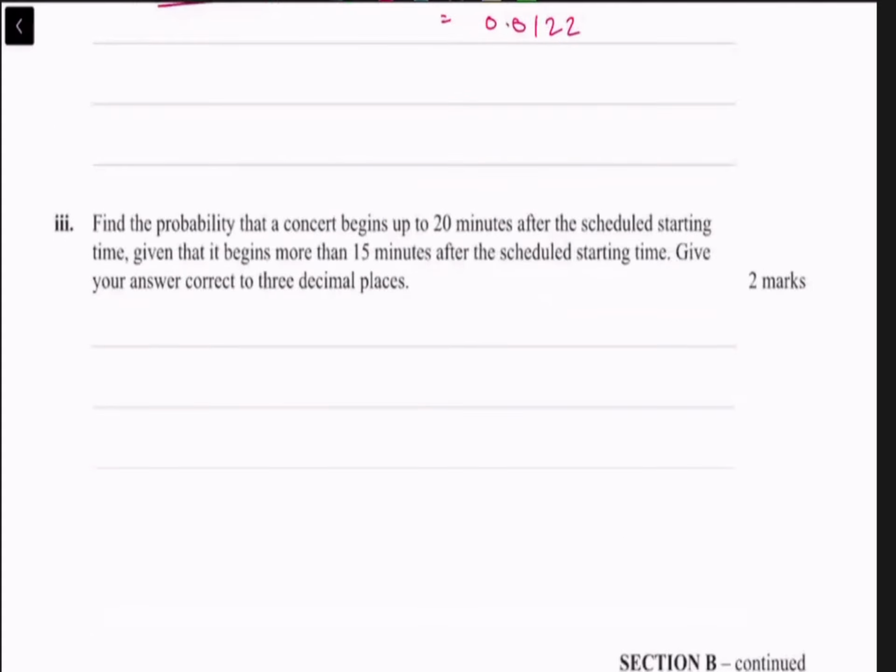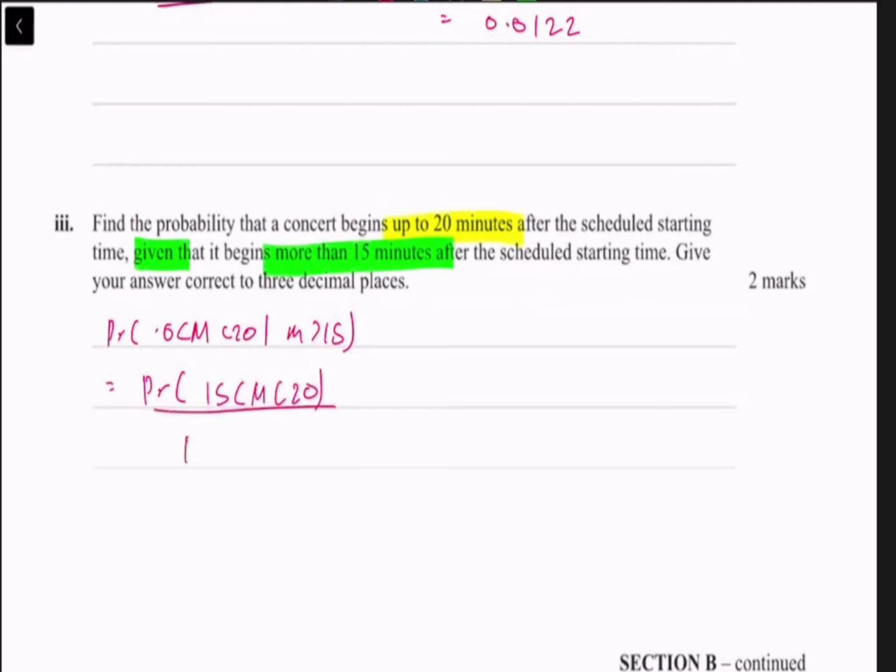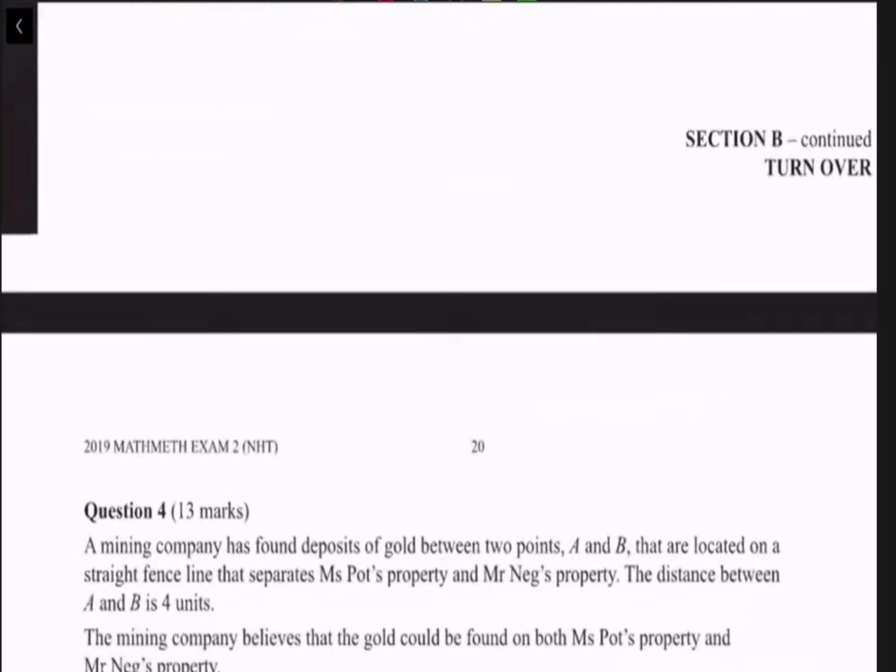So let's find the probability that a concert begins up to 20 minutes. So that's between 0 and 20, given that it begins more than 15 minutes after the scheduled starting time. So now we're looking for the probability that m is between 0 and 20, given that m is greater than 15. If we expand this, we have to use our intersection. So between 15 and 20, and then over that it's greater than 15. And to 3 decimal places, it's 0.403.